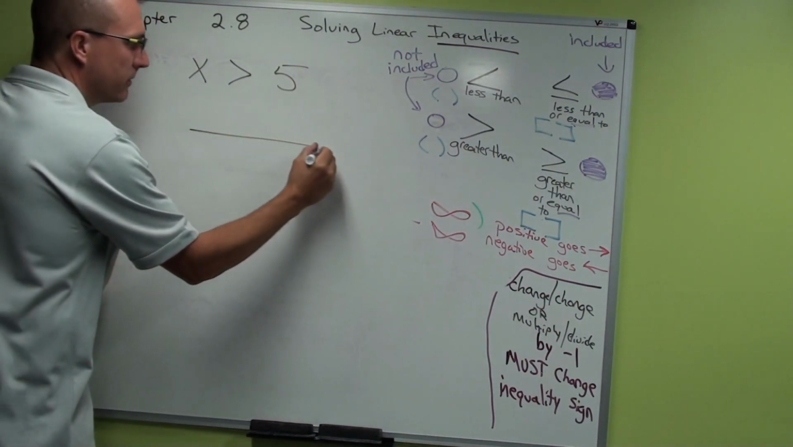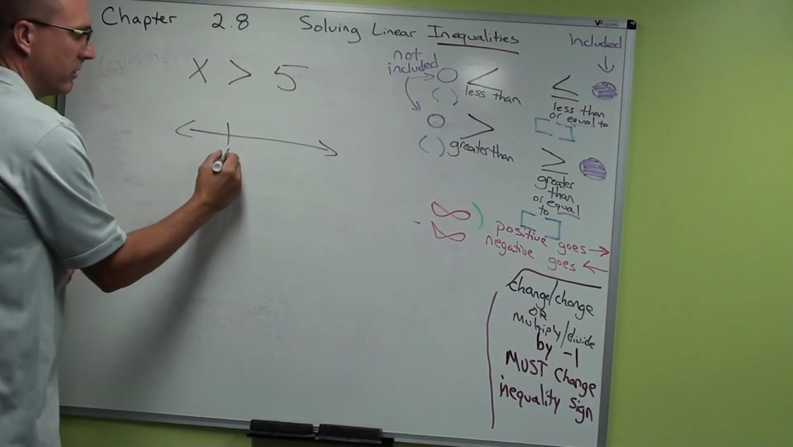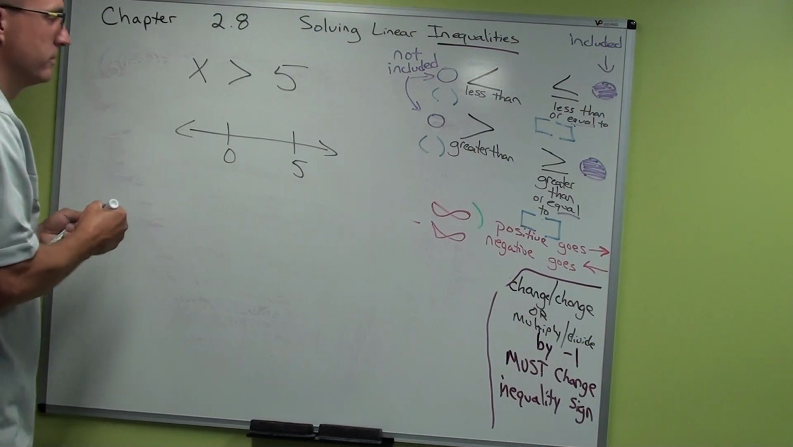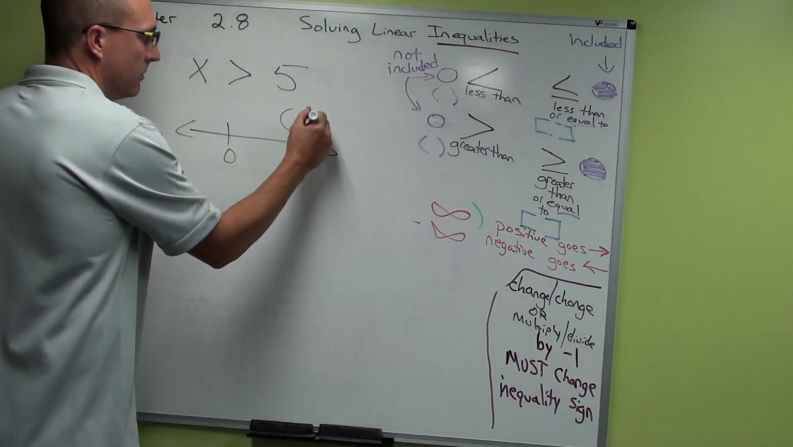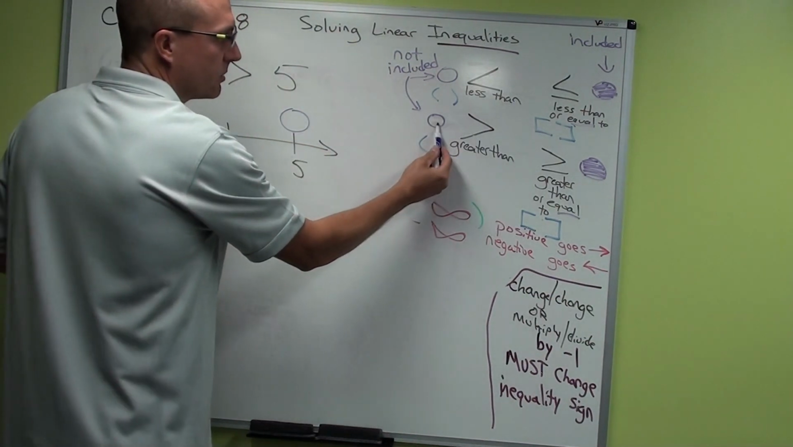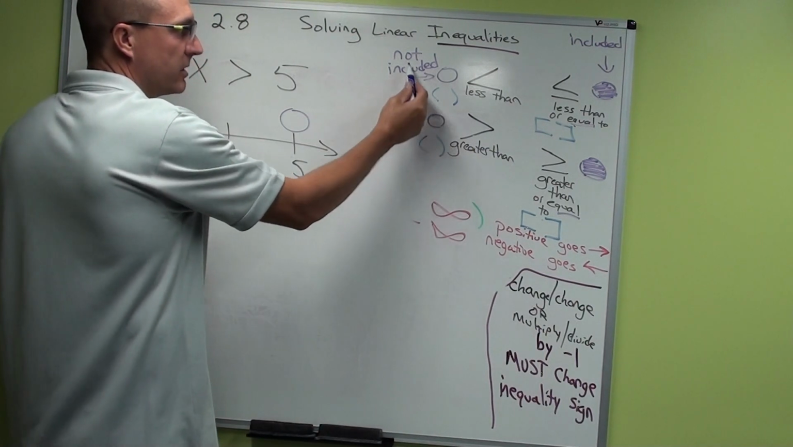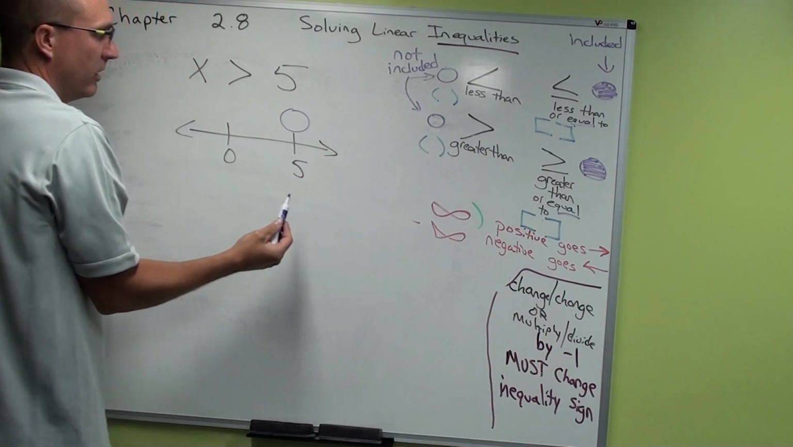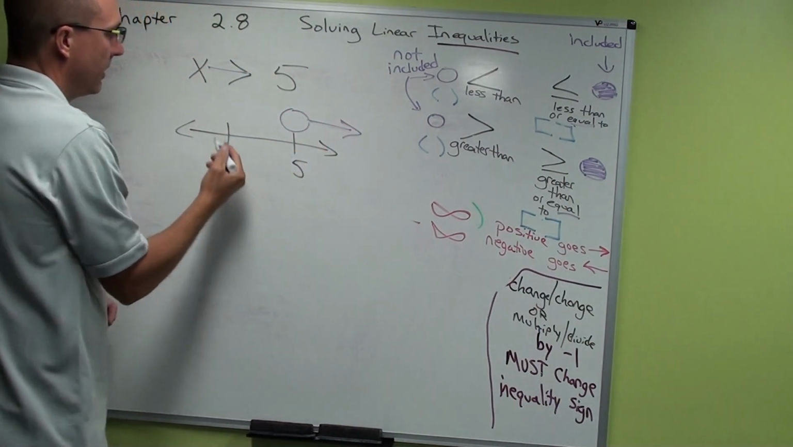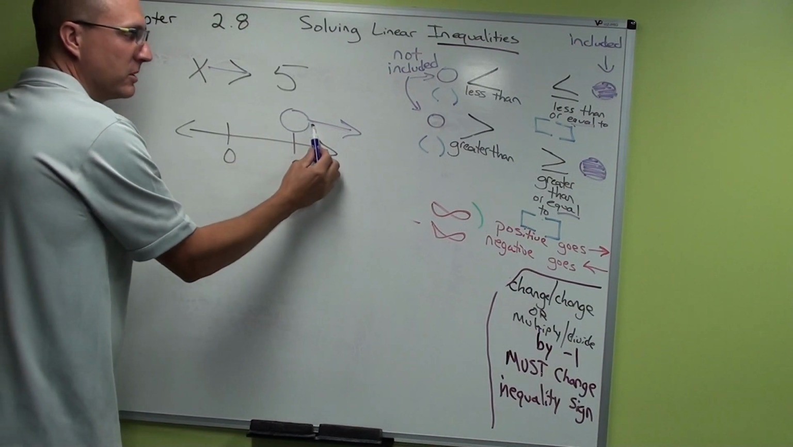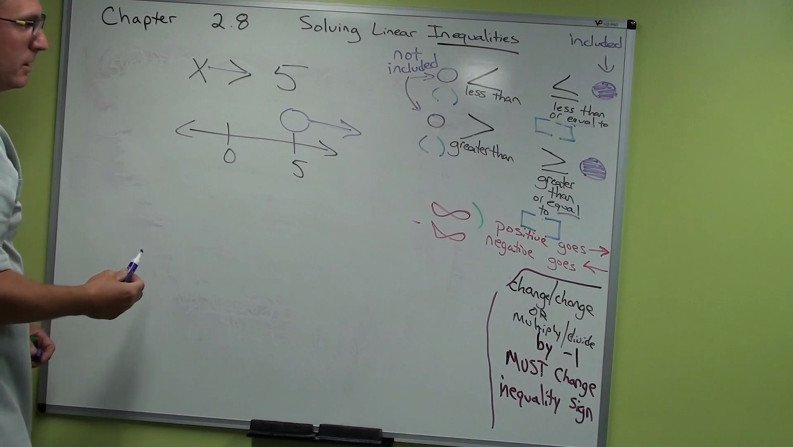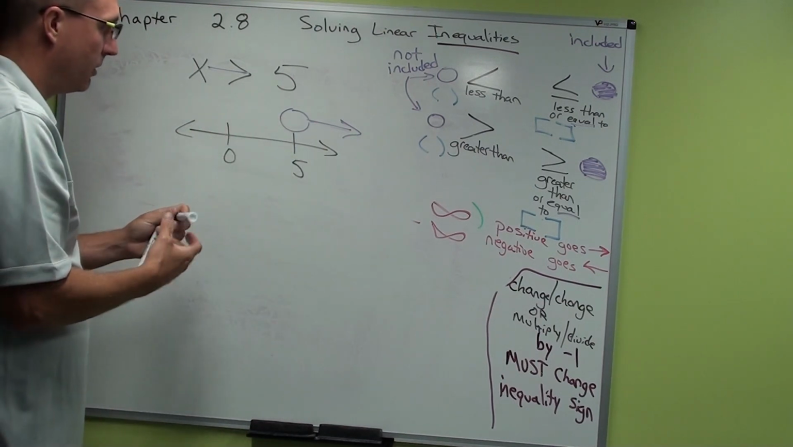Let's put our 0 in, put our 5 in. Let's make our circle. I know that this is greater than. The circle stays a circle, it does not get filled in because it's not included in our answer key. Going to the right, saying x is greater than 5. So this means any number that's bigger than 5 is an answer to this problem. Okay, graph is finished. Now we do interval notation.